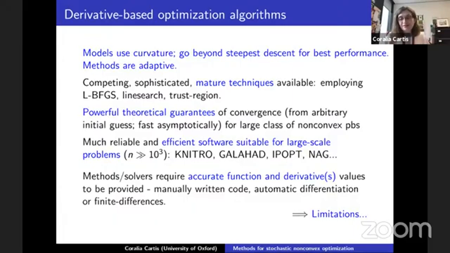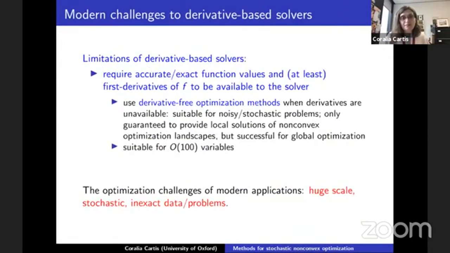If you can't, or if the problem is somehow too large for you to be able to do it, these methods you cannot use as they are. So we need something else. There is an area called derivative-free optimization. And if your problem is not too large, you should go and use that software. That software will not finite difference your function value, and it can be applied to stochastic methods. And the software is very, very powerful. And it's typically based on trust region methods. The downside is it's only for about 100 variables.